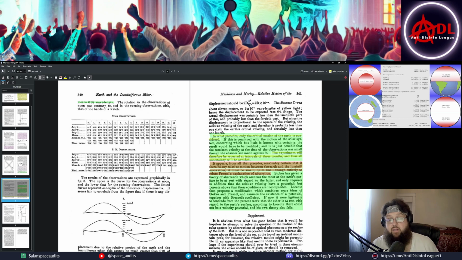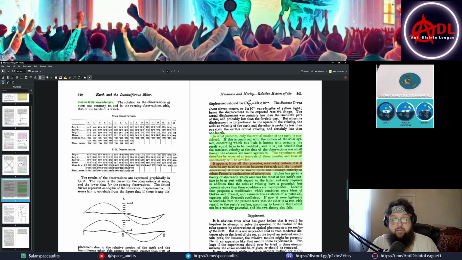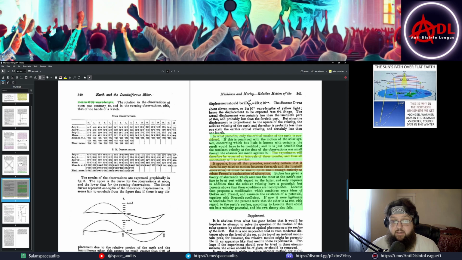Your motion is relative to the ether wind, and electromagnetic propagation is just relative to your motion relative to the ether. So that's why the speed of light, the delay in which the receiver gets the information, is proportional to the velocity of the observer.